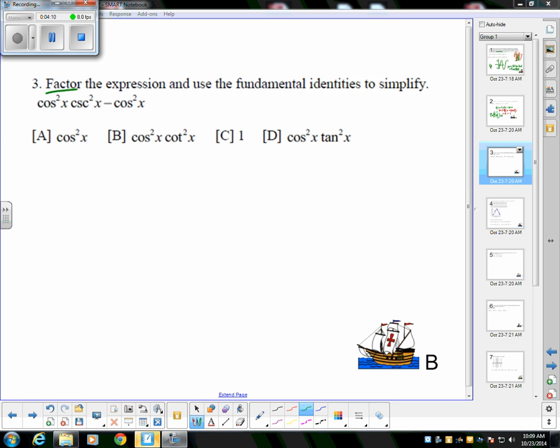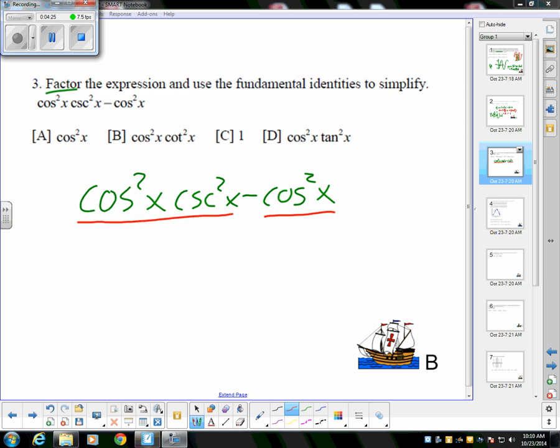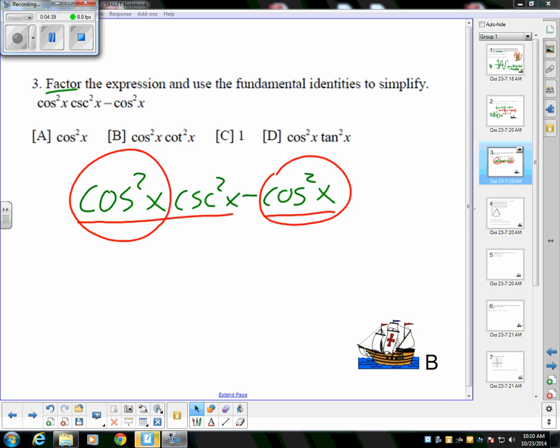First thing, it gives you a hint. It says factor. And so if I have the cosine squared of x times cosecant squared of x minus cosine squared of x, I have an expression here that has two terms. Here's the first term, here's the second term. You guys see that? Now, factoring, the first thing you always do is look, do you have something in common with all of your terms? And in this case, we do. We have a cosine squared of x in common with both of those. So that means that we can automatically pull that out, right? So the cosine squared of x comes out, and I have cosecant squared of x minus 1.